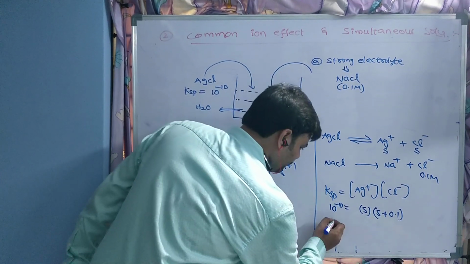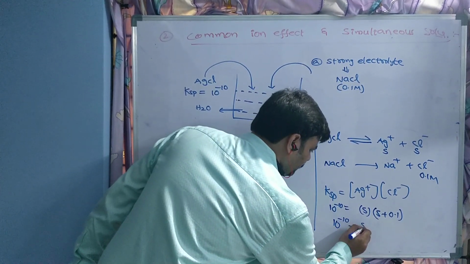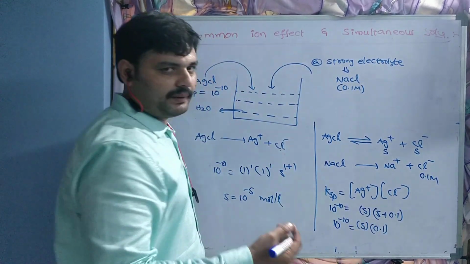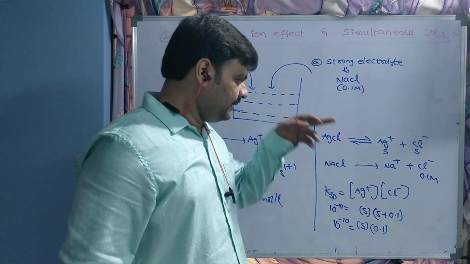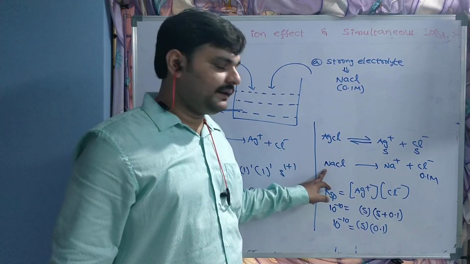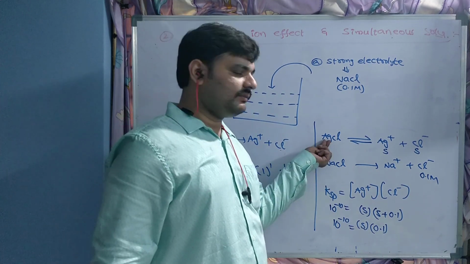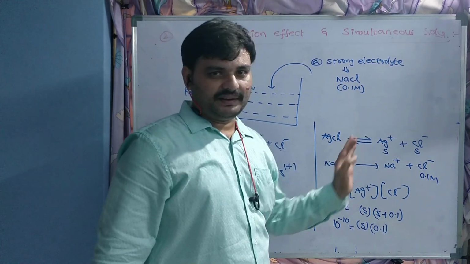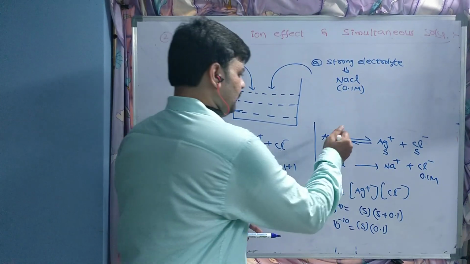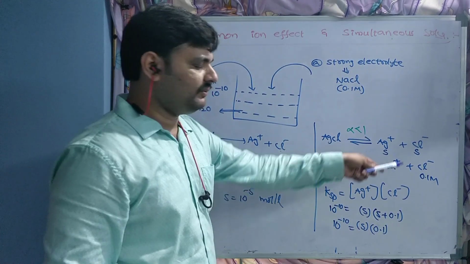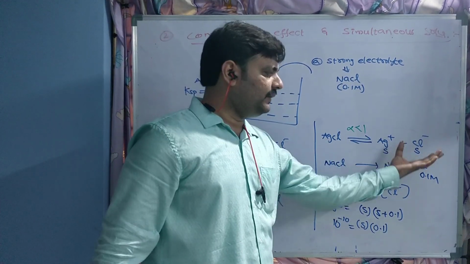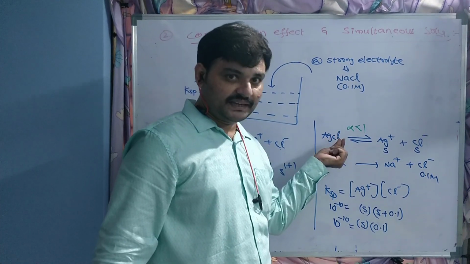So here it is equal to S into (S plus 0.1), where S plus 0.1 is considered approximately equal to 0.1, because AgCl is a sparingly soluble salt, not a completely soluble salt. Because it is sparingly soluble, the value is very, very small, it is not completely soluble. So alpha is less than 1 here. Alpha, the degree of dissociation of the compound into ions, is very, very small, less than 1.